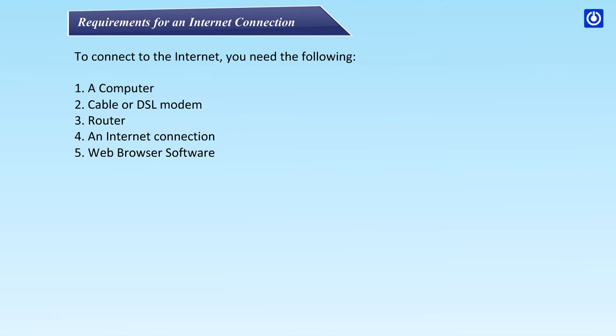Requirements for an internet connection. To connect to the internet, you need the following: a computer, cable or DSL modem, router, an internet connection, web browser software.